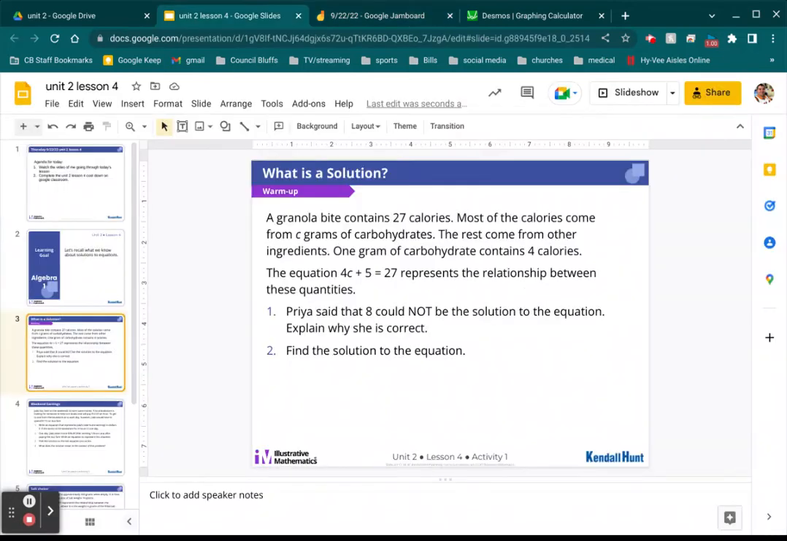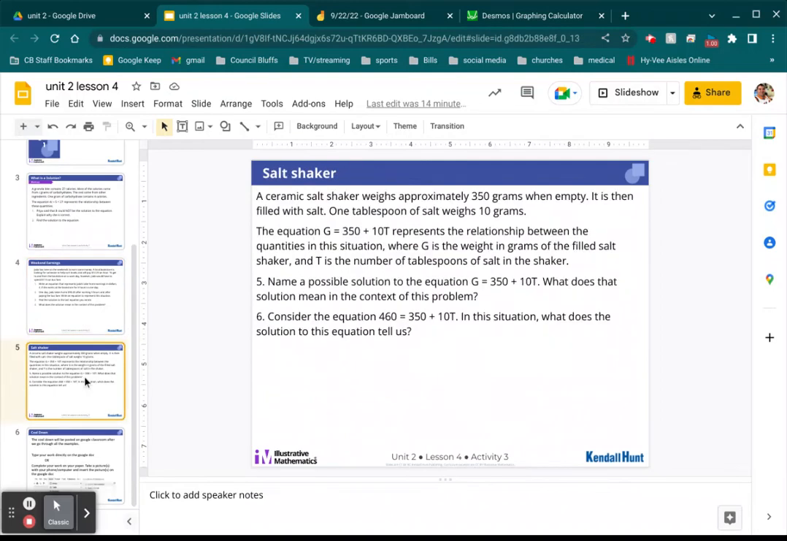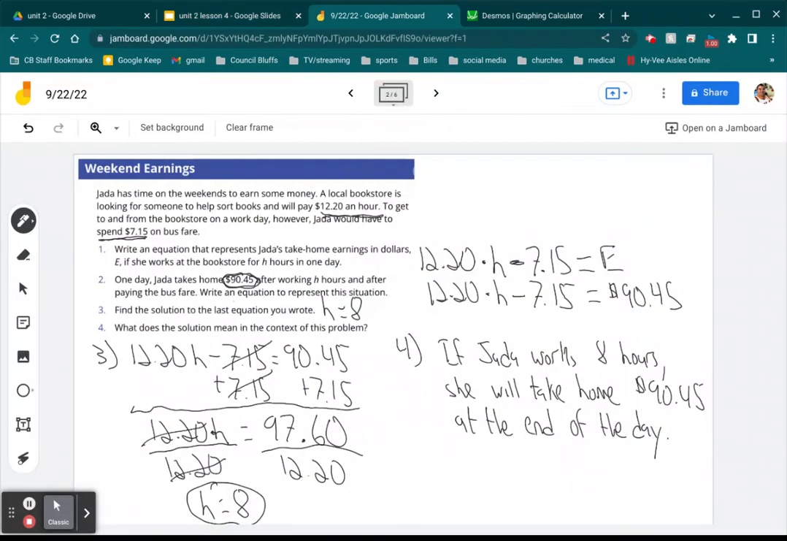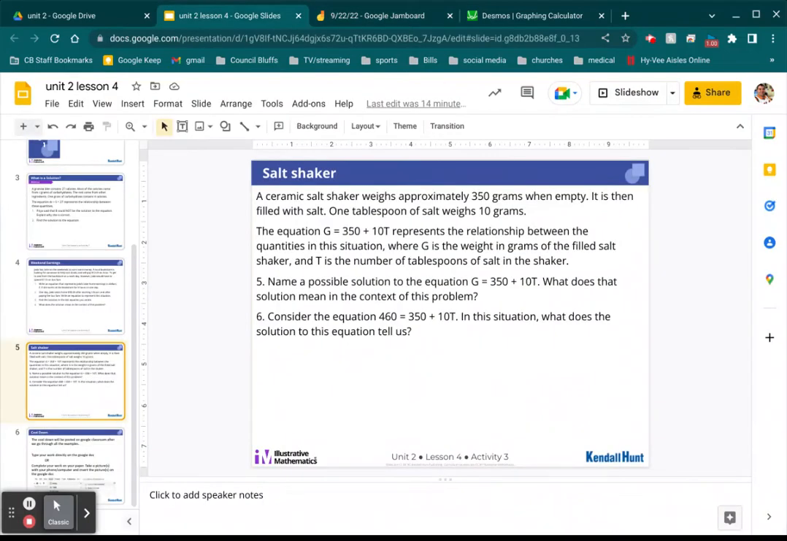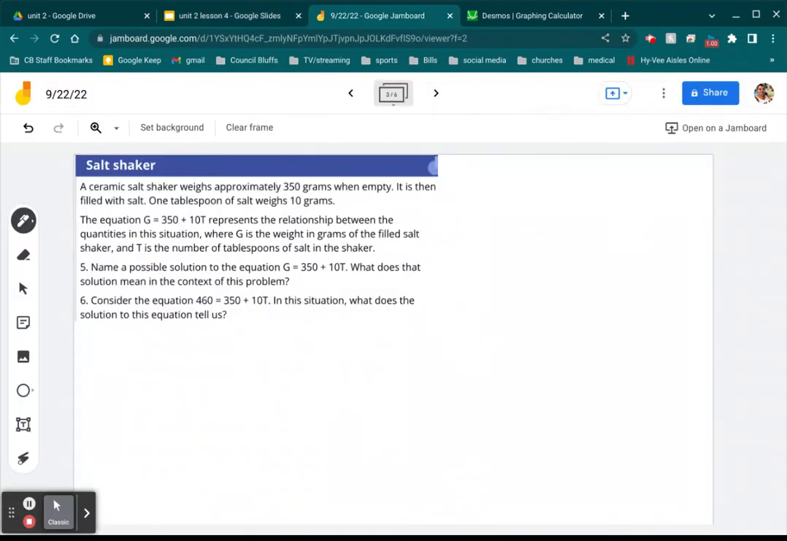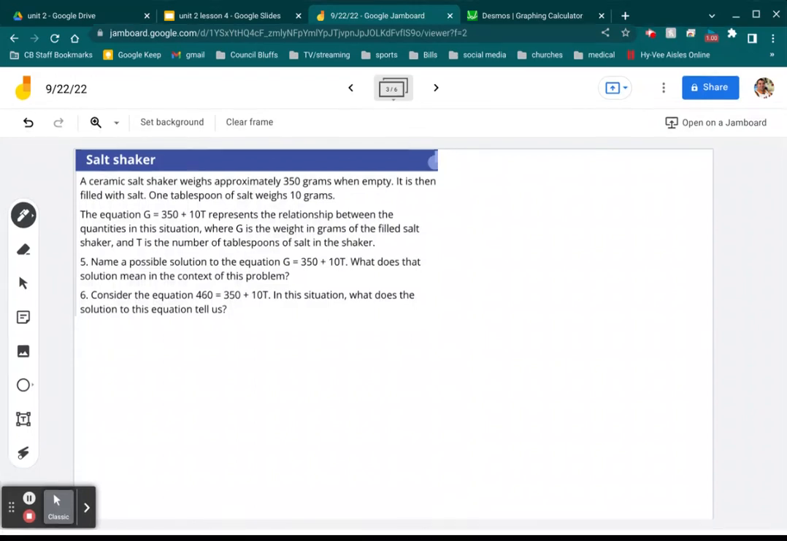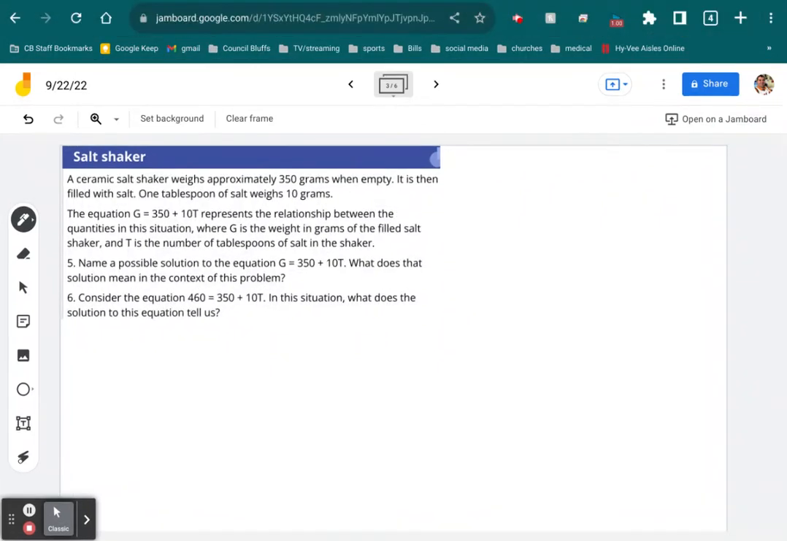I have one more set of examples that I want to go through, and that is on slide number 5. So flip over to slide number 5, and that is the one about the salt shaker. Okay, so let's take a look at that one. This example, you're definitely going to want to pay attention to because it's very similar to your cool down on this lesson.